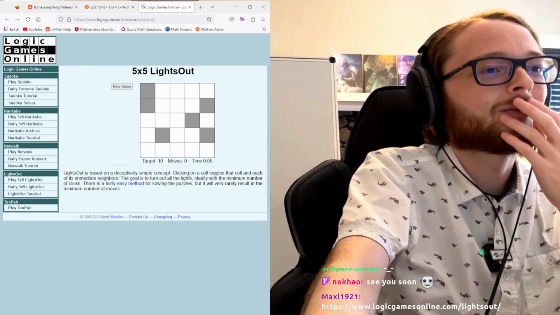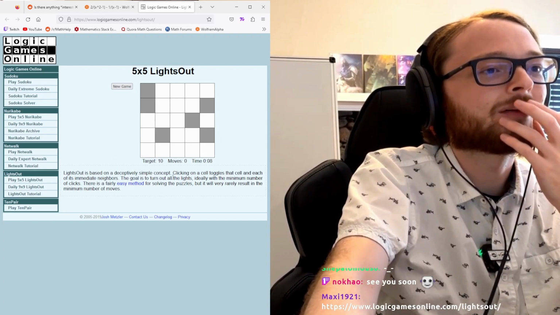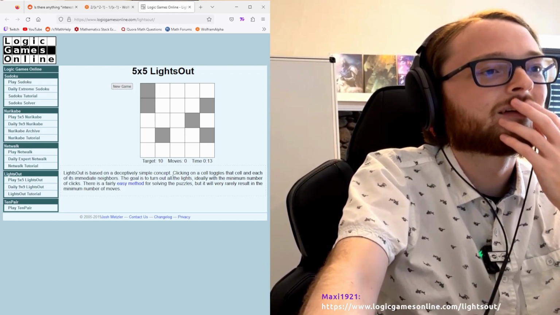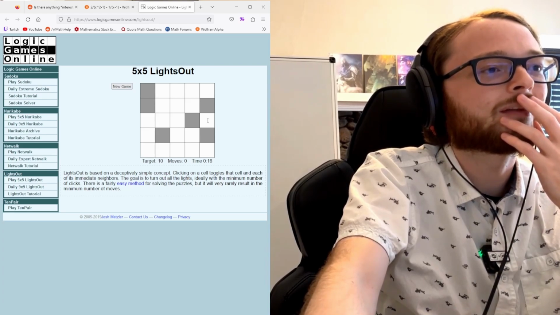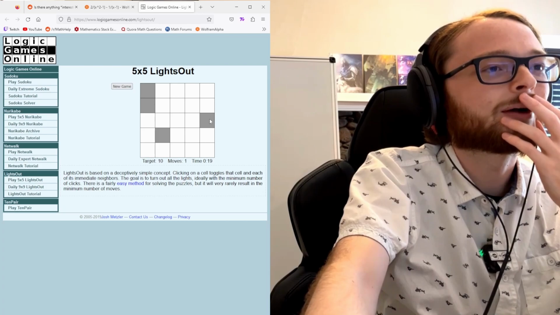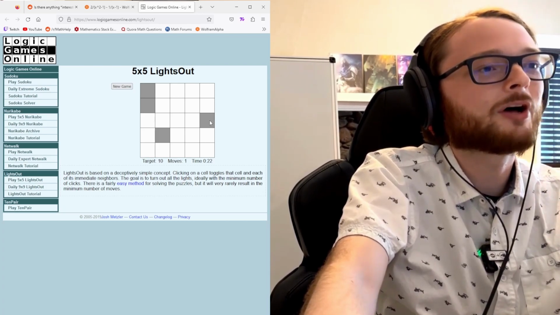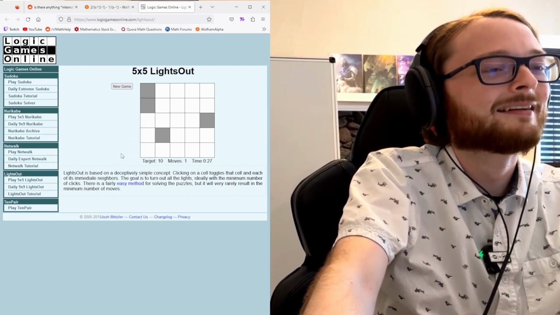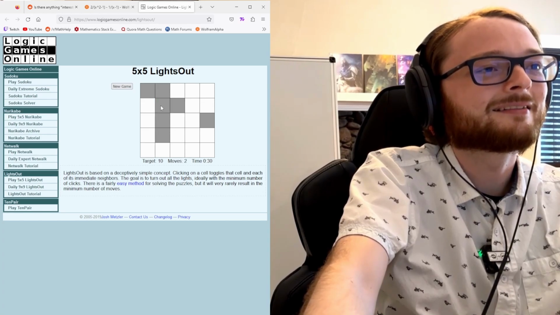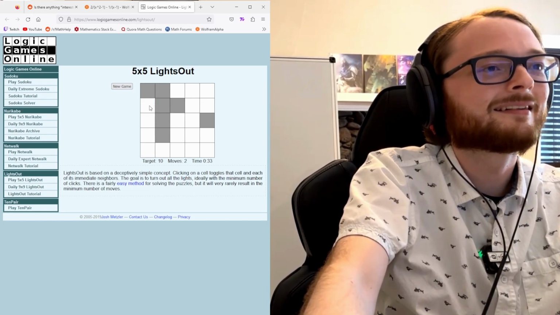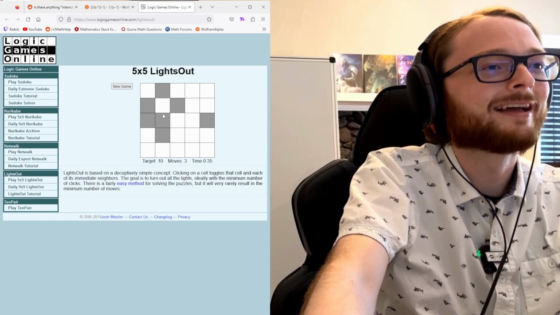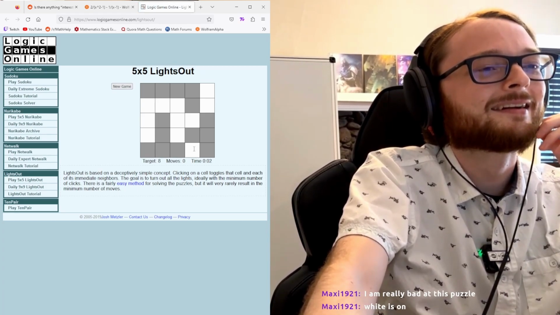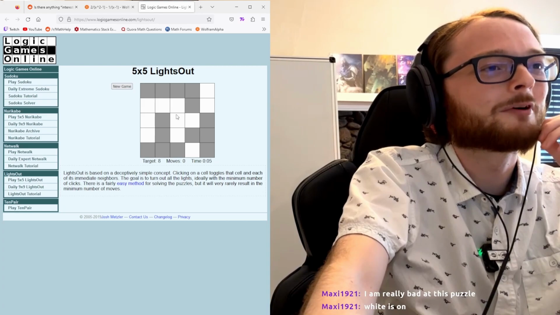Clicking on a cell toggles that cell and each of its immediate neighbors. The goal is to turn out all the lights, ideally with a minimum number of clicks. Oh, cool. So I click that one. So I turn that one on. Wait, is filled in on or off? White is on? Okay. Yeah, wait, new. So we want to make them all filled in.